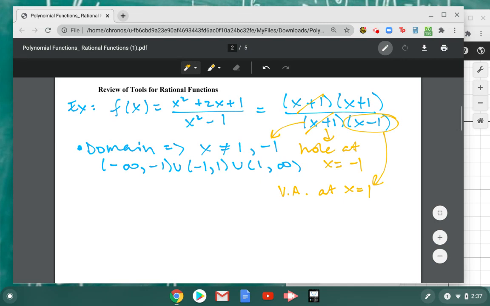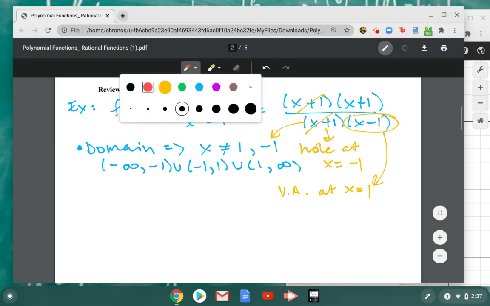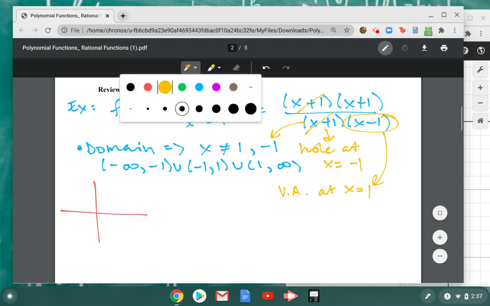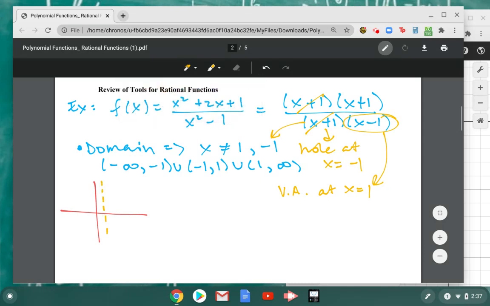So we already have things set up for our function. I can go ahead and just start graphing here. I really can't put the hole in yet, but I can go ahead and put in that vertical asymptote at 1. So we've got that boundary there at x equals 1. And I'm just going to make myself a little note that we have a hole at negative 1.